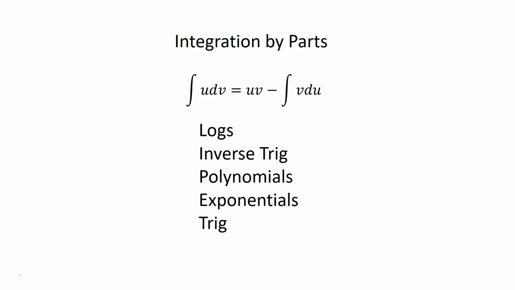Alright, so we've seen this before. This is our formula for integration by parts. Integral u dv is uv minus integral v du. We proved that using the product rule, right? This is just a rewriting of the product rule.